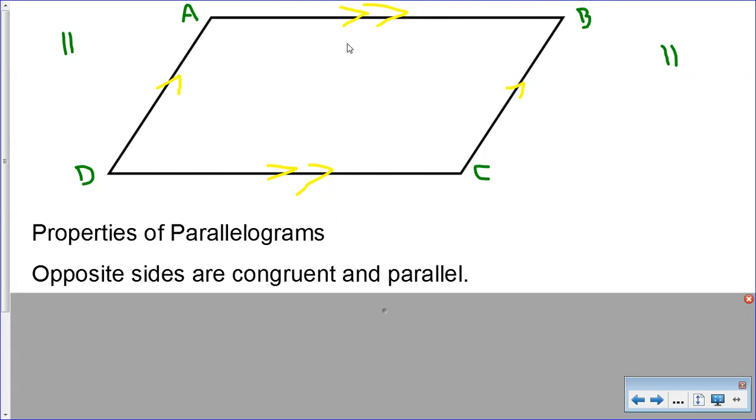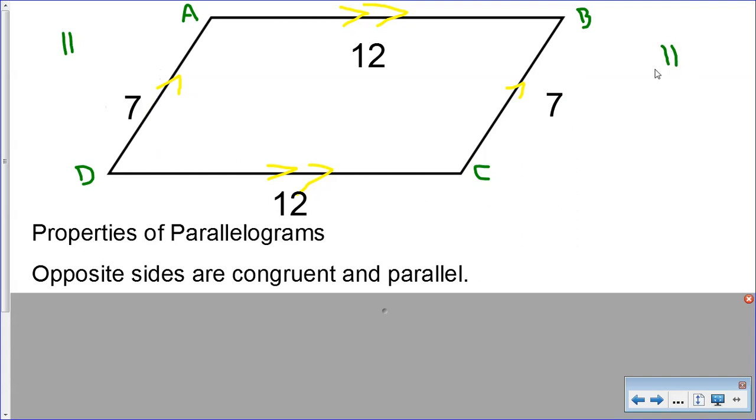They're also going to be congruent. So if, for example, I said segment AB was 12, segment CD would also be 12. And if BC was 7, then AD would be 7.